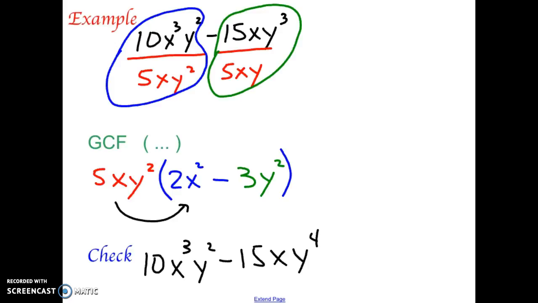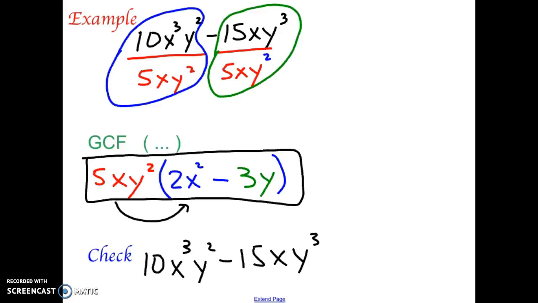Has anybody caught what went wrong? Yeah, I forgot my square with the y there. So if we're going to fix this, y cubed divided by y squared is now just y. So that when we distribute, y squared times y would give us y cubed. That now matches the original. So this will now be our answer. So it is to your advantage to make sure you double check your answers.